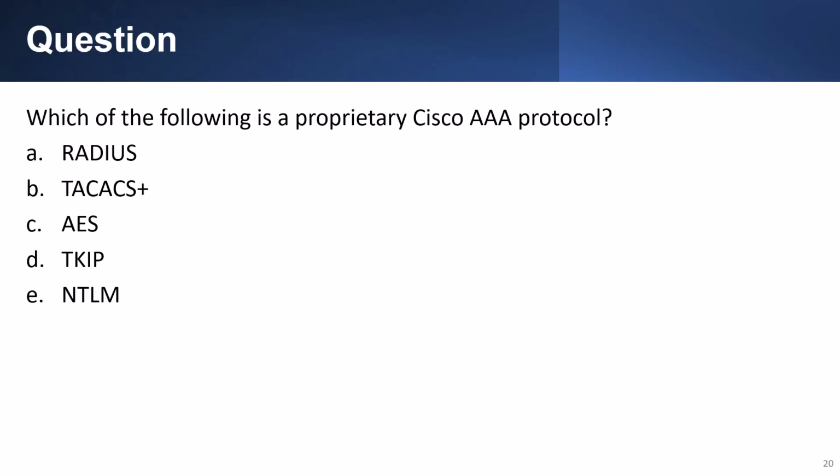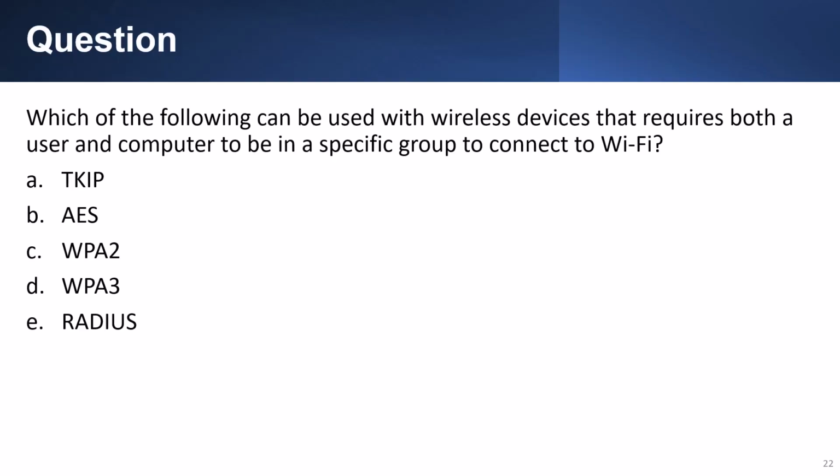Question: Which of the following is a proprietary Cisco AAA protocol? Answer: TACACS Plus. Question: Which of the following can be used with wireless devices that requires both a user and a computer to be in a specific group to connect to Wi-Fi? Answer: RADIUS.